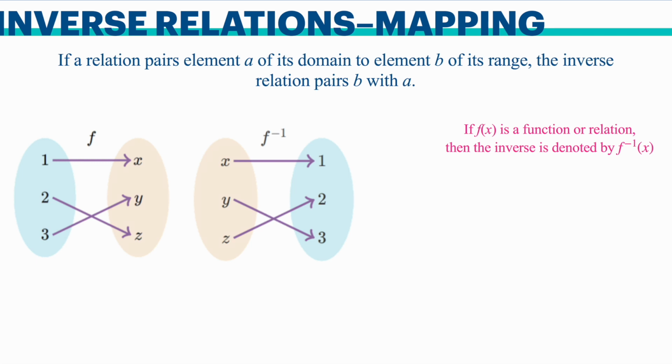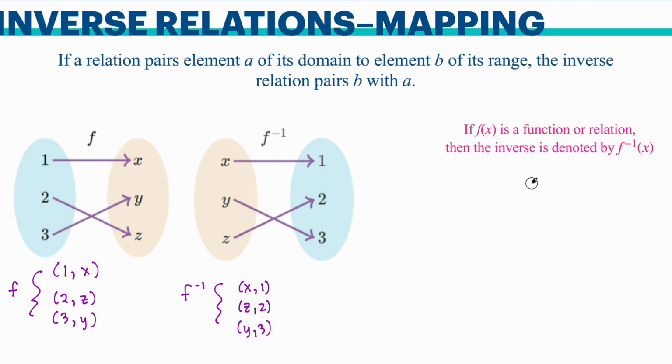So for example, in this case, you had 1x, you have 2z, and you have 3y. That was your original function. So the inverse, which is denoted by a -1 in the exponent, would become x1, z2, and y3. So please note, f of -1 does not equal 1 over f.